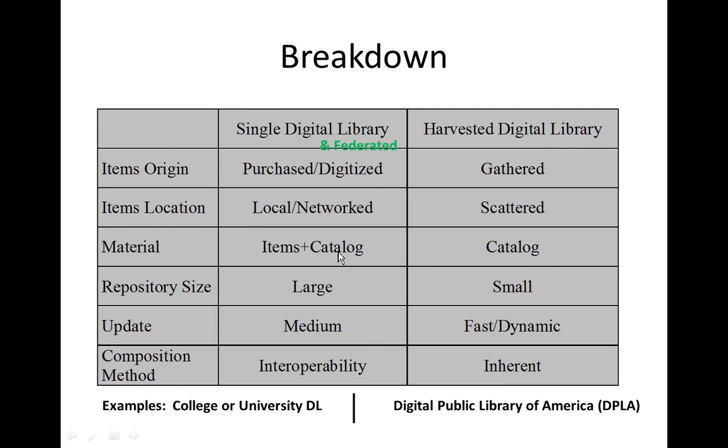There's items and catalog data, so metadata plus the digital object. Repository size in terms of its data footprint would be large because you're actually holding the files themselves. So a metadata record might be 1 kilobyte. It's tiny because you're just talking about maybe 1,000 characters. But when you're dealing with, say, a 1-hour video, you're looking at potentially 12 gigabytes or more, depending on what type of file format's used and so forth.